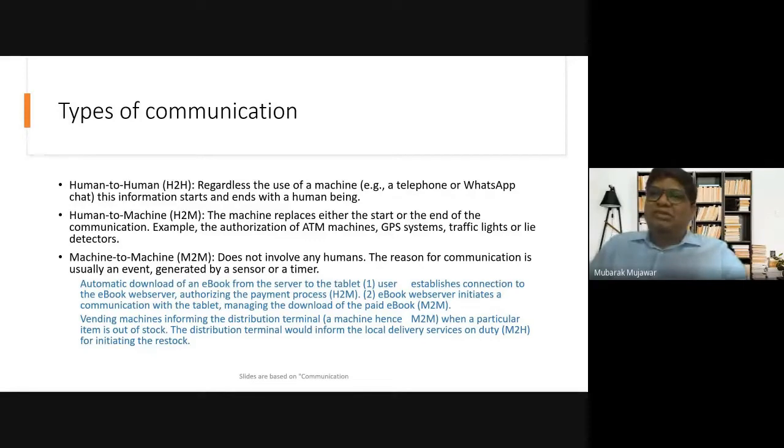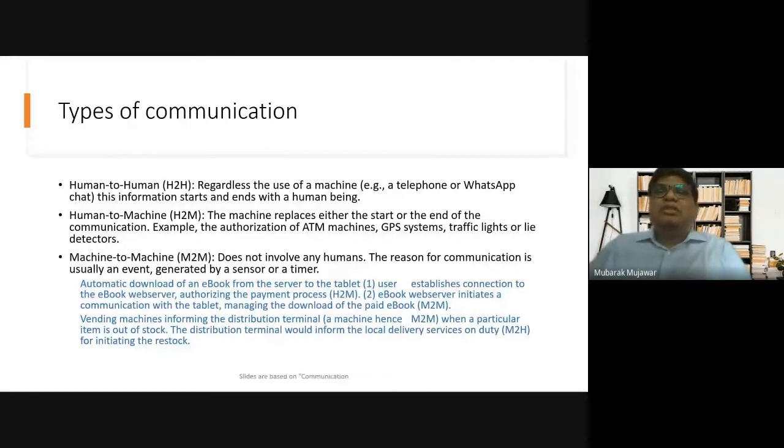I am giving some kind of information. That information is being transmitted, either you are using your cell phone or your laptop, either you are using 4G technology or Wi-Fi, it doesn't matter. But information is starting from me and ending with you. So at both ends, we have a human being. That is the first type of communication, known as human to human communication.